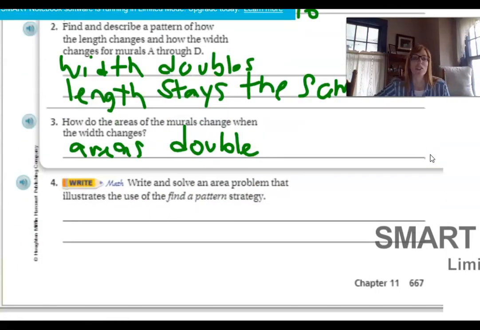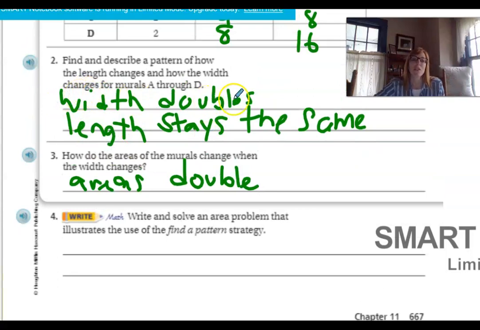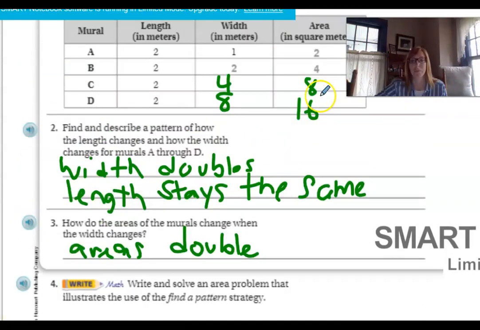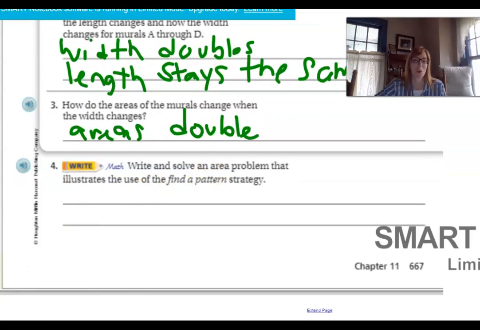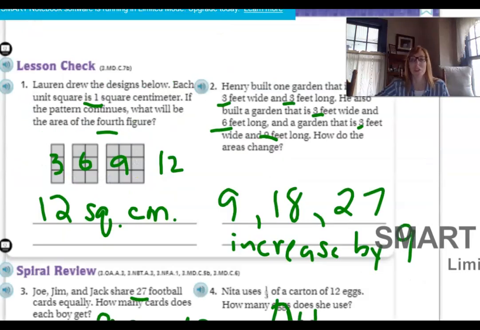All right, so you could see that the width doubled and the length stayed the same. And then the areas doubled of all of them. It went from 2 to 4 to 8 to 16, which was really cool. Super simple to see too.